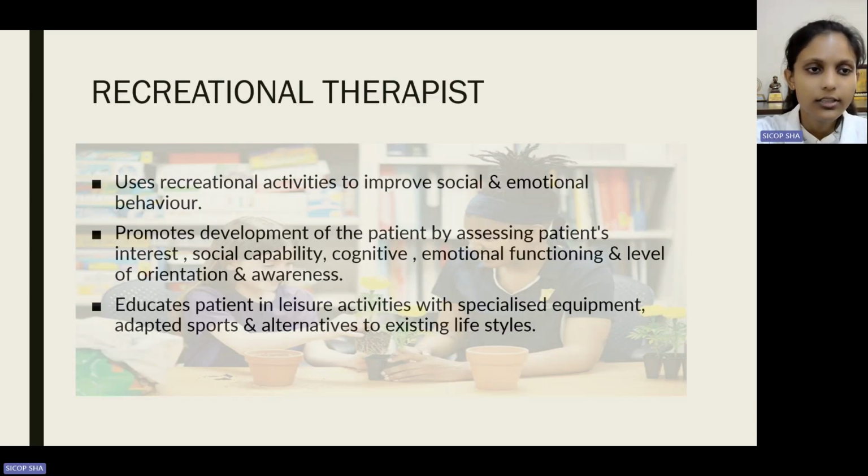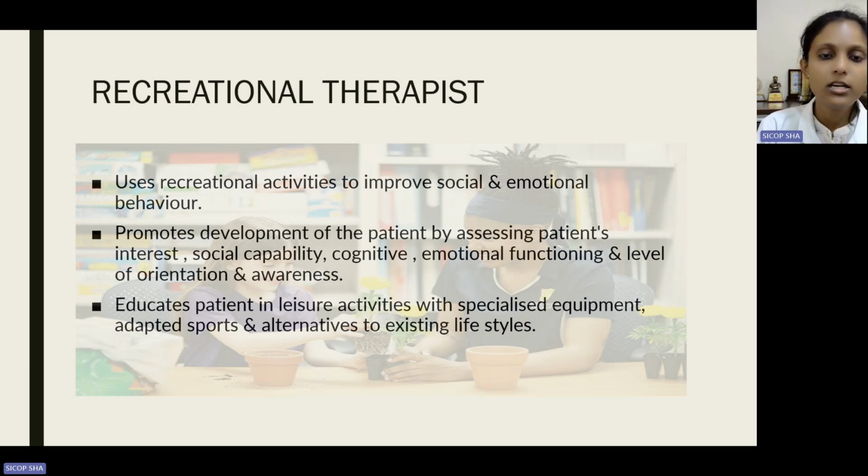Next is the recreational therapist. Recreational therapists use recreational activities to improve social and emotional behavior. The patient's social and emotional behavior is improved by using the recreational therapist. They also promote the patient by assessing the patient's interest. Based on the patient's interest, social capabilities, cognition, emotional functions, and level of orientation, the recreational therapist decides the activities to be taken for the patient so that he may develop faster.